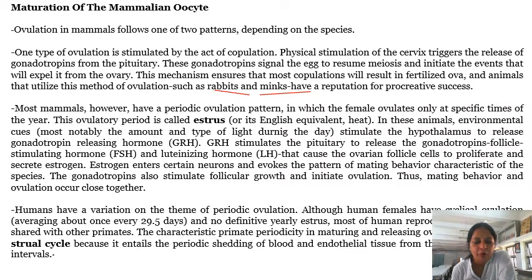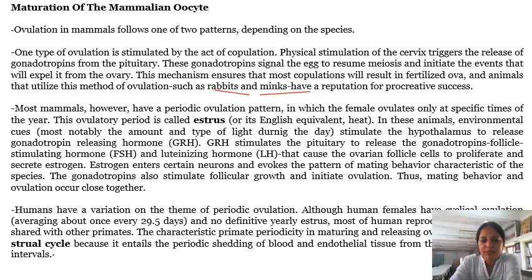The second type of pattern takes place in most of the mammals, and we call the ovulatory period estrus or heat. The environmental cues, most notably amount and type of daylight, stimulate the hypothalamus to release gonadotrophin releasing hormone, and this hormone stimulates the pituitary to release follicle stimulating hormone as well as luteinizing hormone, that causes the ovarian follicle cells to proliferate and secrete estrogen.